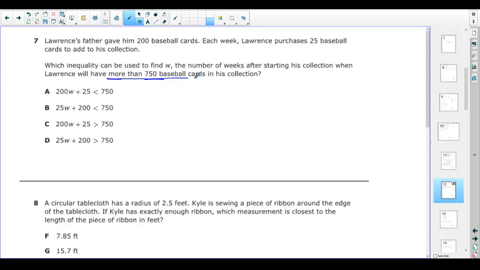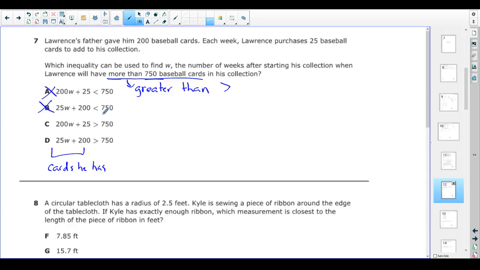Let's start with this part. Let's start with more than 750. So on all these answer choices, what is on the left? This is cards he has. And what it wants is for the cards he has to be more than 750. So more than, that's another way of saying greater than. And the greater than symbol is the one that looks like this. So we know that's the symbol we want.